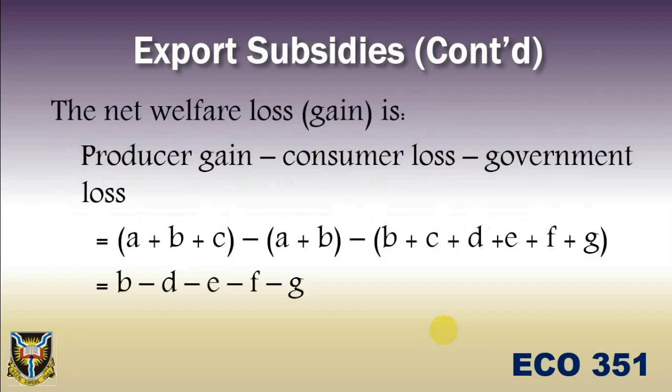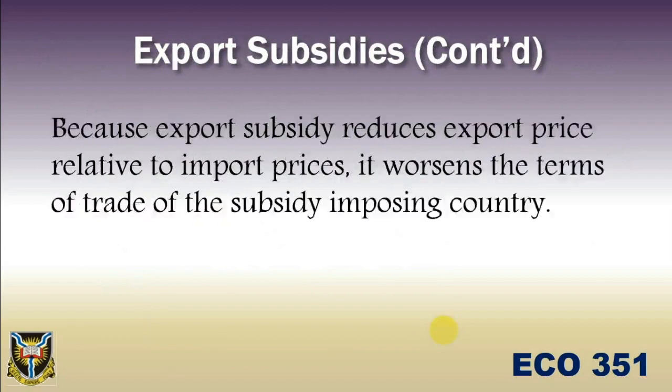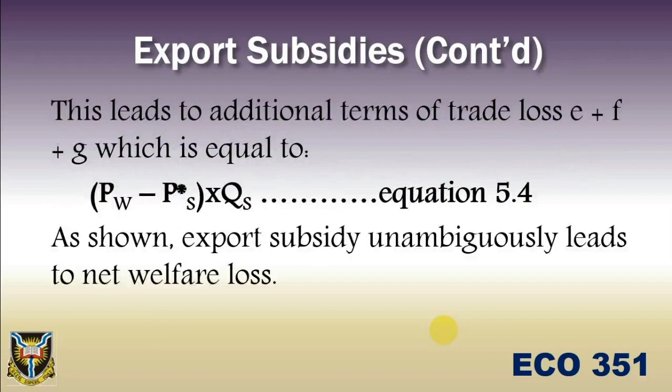The net welfare loss is producer gain minus consumer loss. Triangles B and D measure the efficiency deadweight loss due to production and consumption distortion. Because export subsidy reduces export prices relative to import prices, it worsens the terms of trade of the subsidy imposing country. This leads to additional terms of trade loss, E plus F plus G, which is equal to PW minus P star S multiplied by QS.